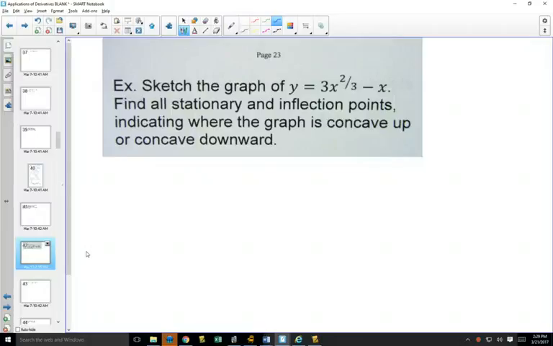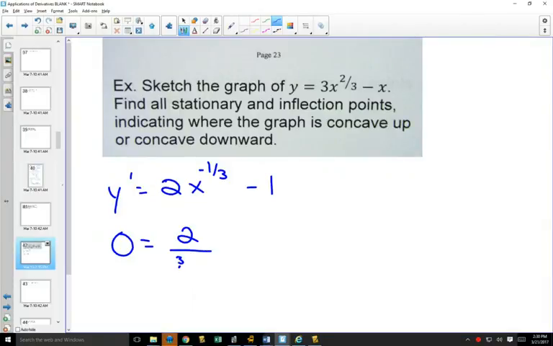To find our stationary points, we would need to find our first derivative. So let's find our first derivative. The 2/3 would come out in front. That would just be a 2. Subtract 1 from the exponent, -1/3 minus 1. If we make this equal to 0, we would have 2 over the cube root of x minus 1.